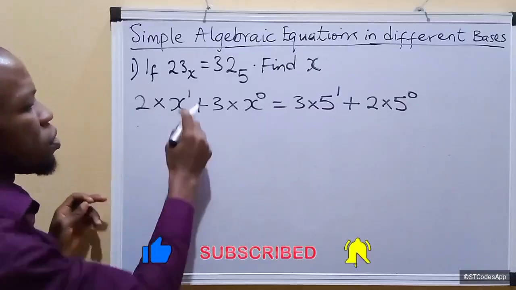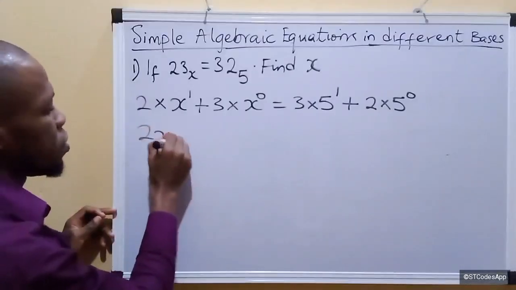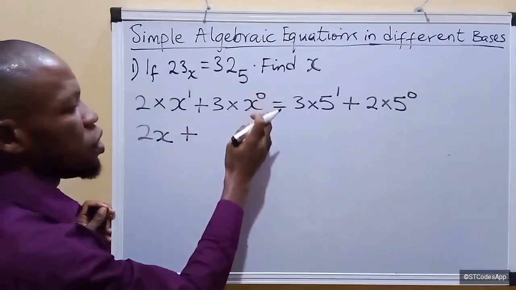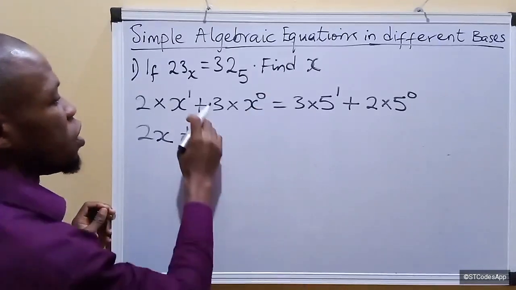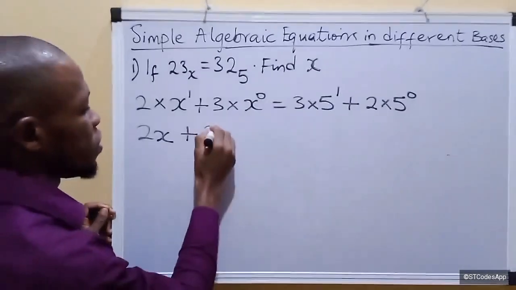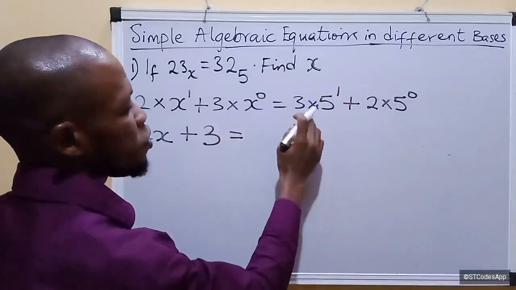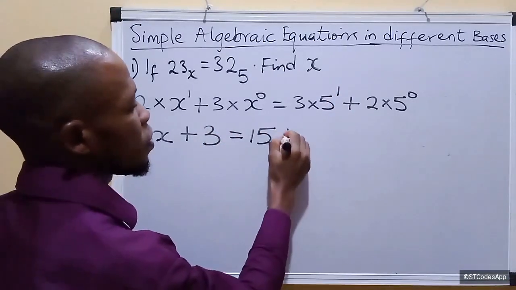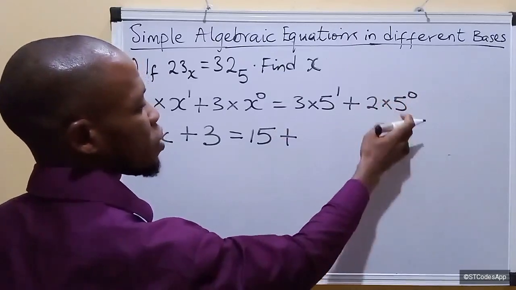So this will give us, since x raised to power 1 is x, 2 times x is 2x, plus x raised to power 0 is 1. Any number raised to power 0 is 1 according to the law of zero index. So we have 3 times 1, 3. Equals 5 raised to power 1 is 5, 3 times 5 is 15, plus 5 raised to power 0 is 1, 2 times 1 is 2.